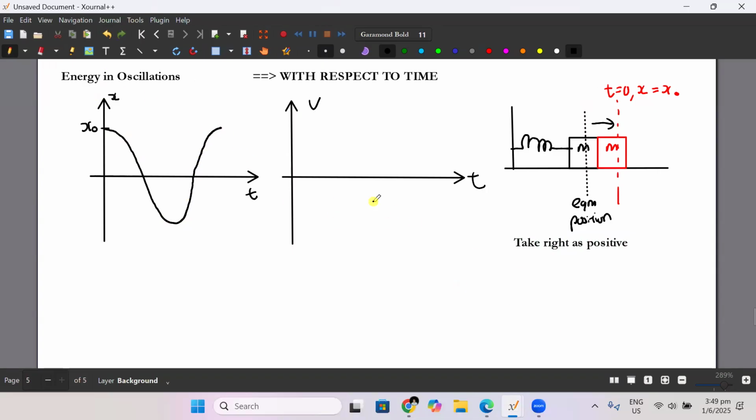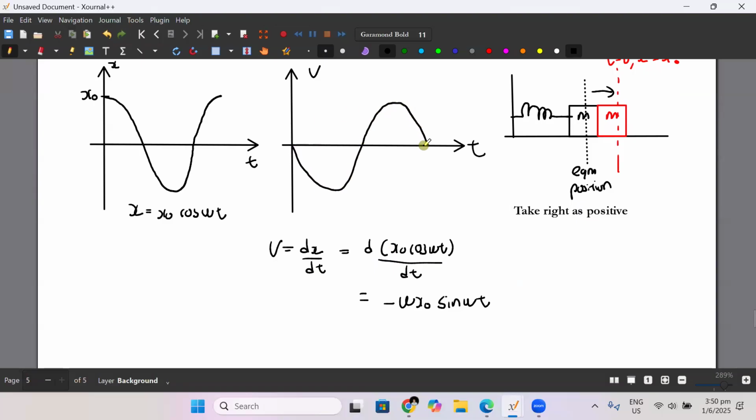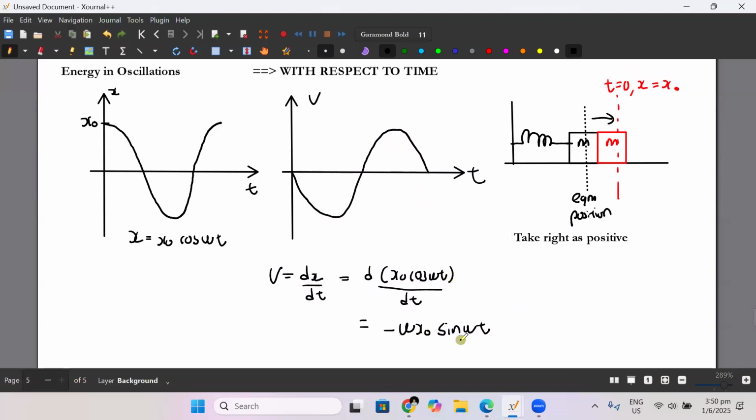Okay, so this is the original equation. Let's do x is x0 cos omega t. How do we get velocity? Okay lah, easy. So v is dx/dt, d(x0 cos omega t)/dt. And then differentiate this, you should get omega x0 minus sine omega t. Okay, so you'll get something like this one. Okay, you can slowly verify this is a negative sine graph. This is t. This is omega x0, minus omega x0.